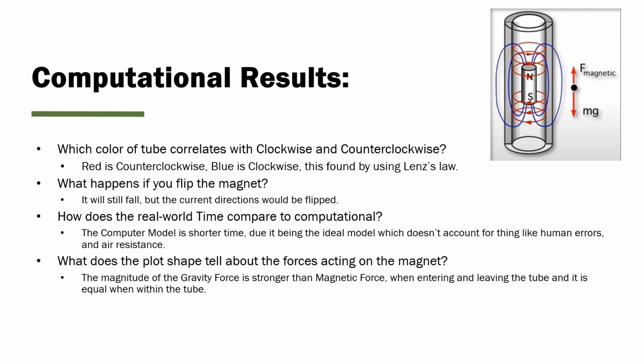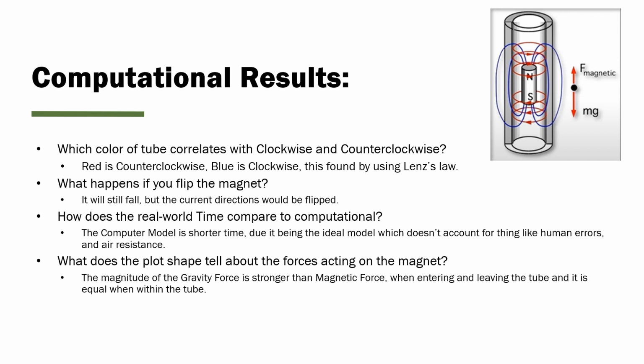So analyzing the computational results, what color of the tube correlates with the direction, counterclockwise or clockwise? The red represents counterclockwise and blue is clockwise, and this is found by using Lenz's law. What happens if we flip the magnet? Of course the magnet will still fall, gravity is still there, but the direction of the current will be flipped. How does this affect the real world time compared to the computational model? The computational model was shorter, but it was an ideal model, so it didn't account for things like human error or air resistance or friction within the tube as well.